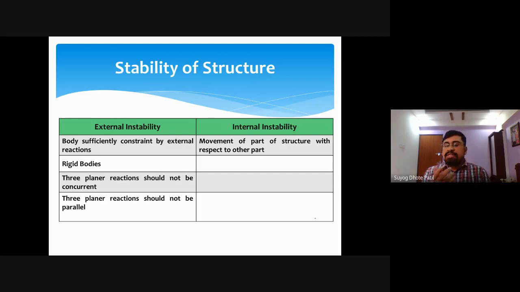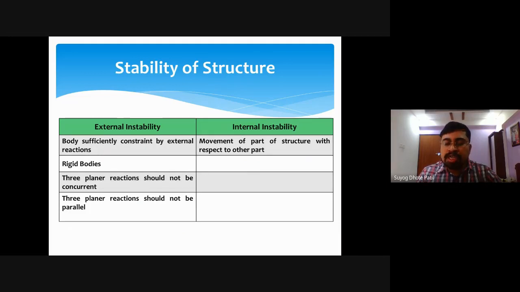Then we will discuss shortly the stability of structure. Again, there will be two types of stability, external and internal. A body sufficiently constrained by external reactions or forces, in that case, we can say the body is externally stable.